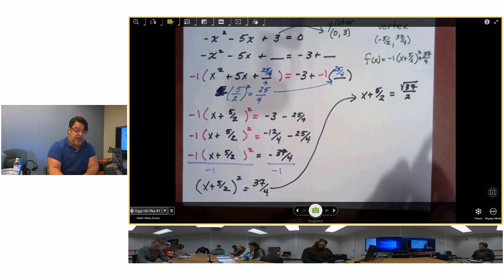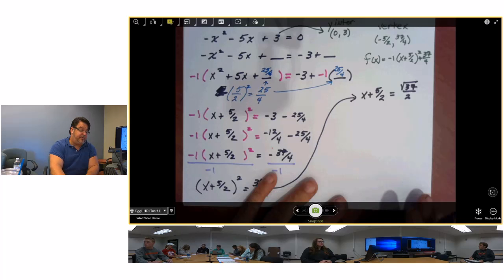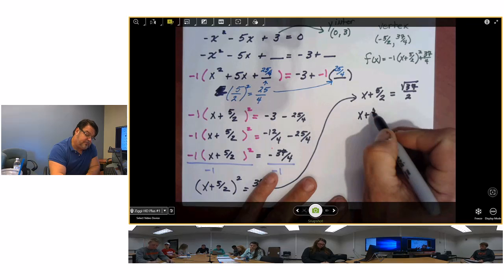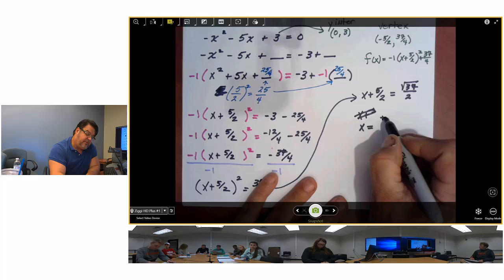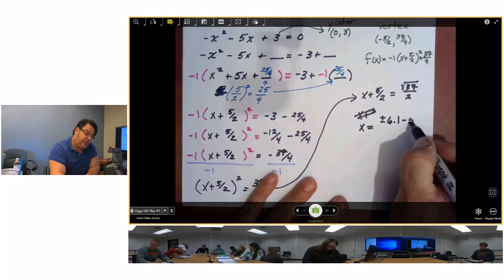X plus 5/2 is equal to the square root of 37 over 2. Now, you don't have to be a rocket scientist to understand that the square root of 37 is 6.1. All right? So please don't type that in on a calculator unless you absolutely positively have to. X is equal to positive or negative 6.1 minus 5/2.